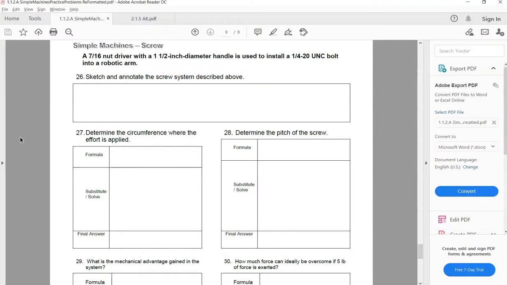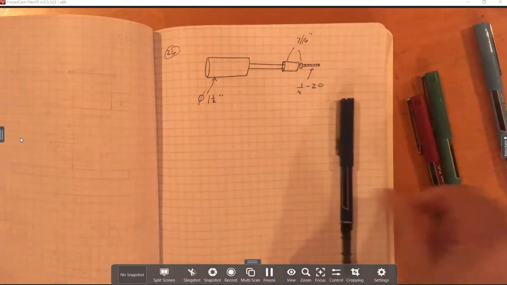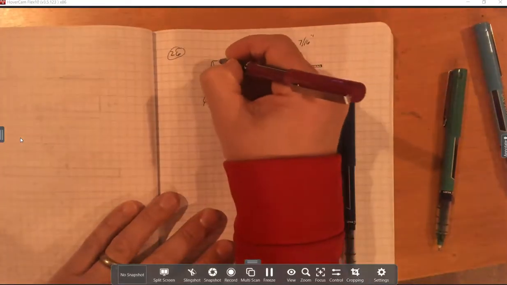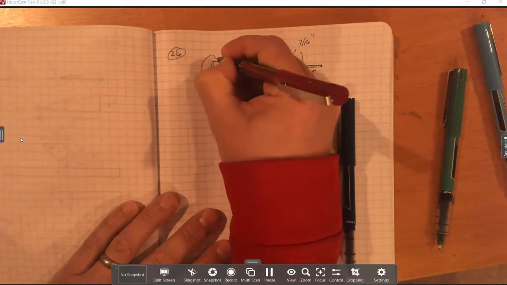Annotated, okay. Sketch and annotate the system. So we've got the nut driver, 1.5 inch diameter handle used to install the bolt. Number 27 says determine the circumference where the effort is applied. So where's the effort going to be applied? It's going to be applied on the handle, and we are going to grab and twist.